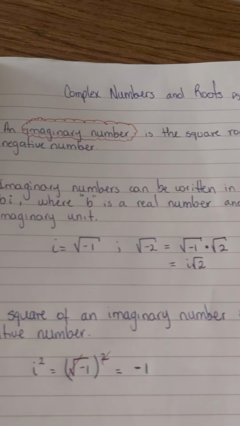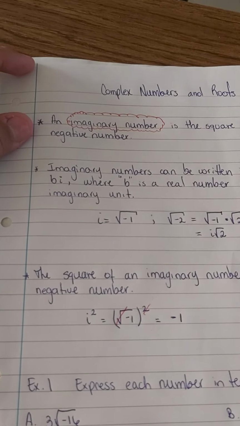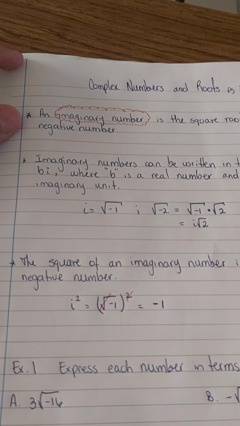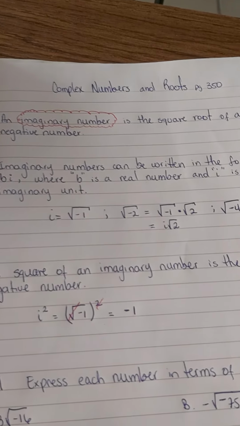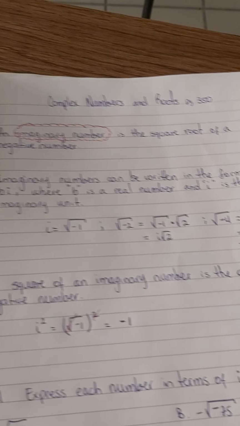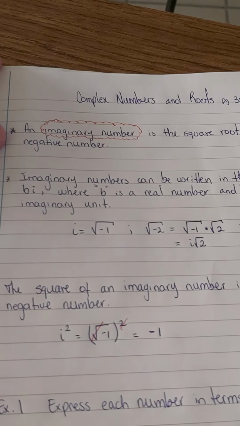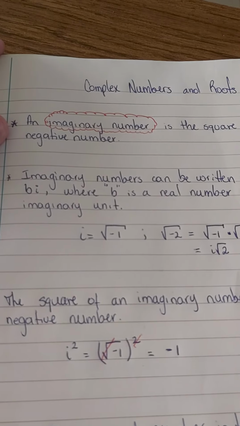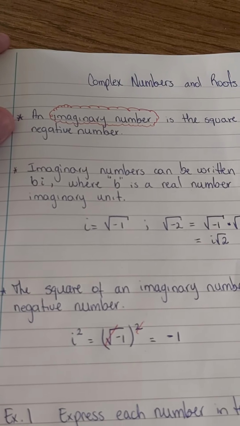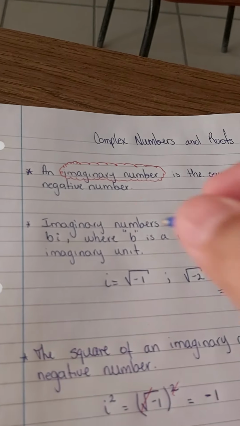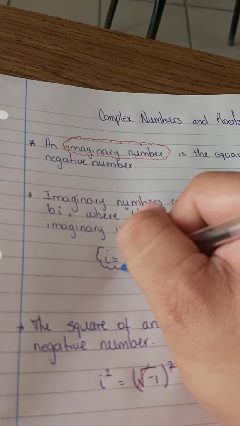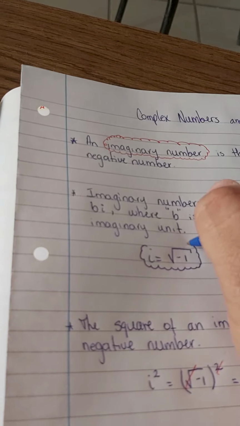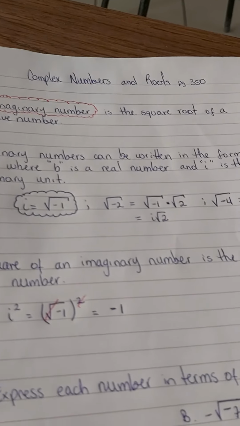Now, imaginary numbers can be written in the form bi, where b is the real number and i is the imaginary unit. i is equal to square root of -1. Okay, keep this in mind. i is equal to the square root of -1.